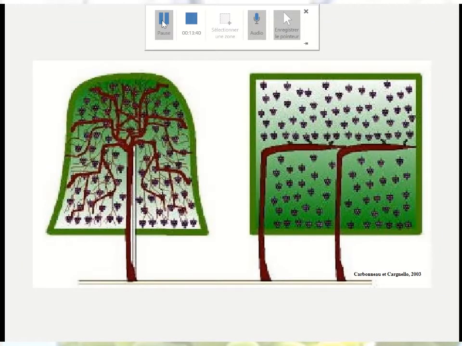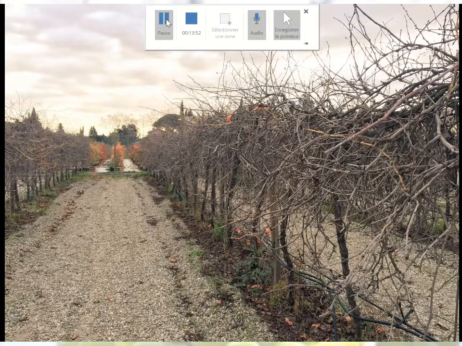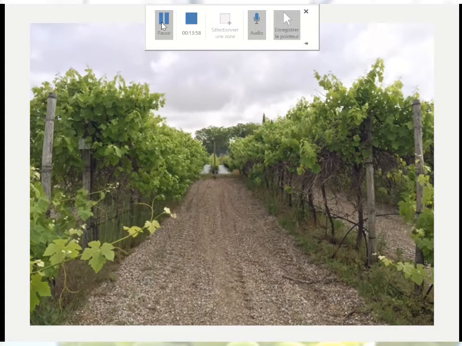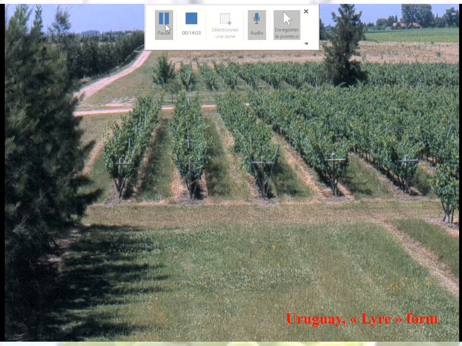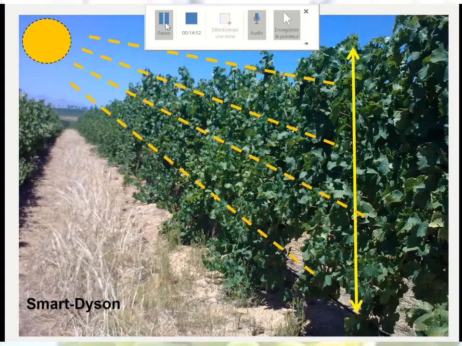Something which is a bit particular is the minimal pruning training system. Minimal pruning meaning you don't prune anymore 3 years after the installation of the cordon. An example of minimal pruning, this is a 16 years old minimal pruning at SupAgro collection. Minimal pruning during summer, a bit before. The lyre, which is a big training system. The problem with the lyre is that this training system does not allow mechanization for harvest. The Smart-Dyson.